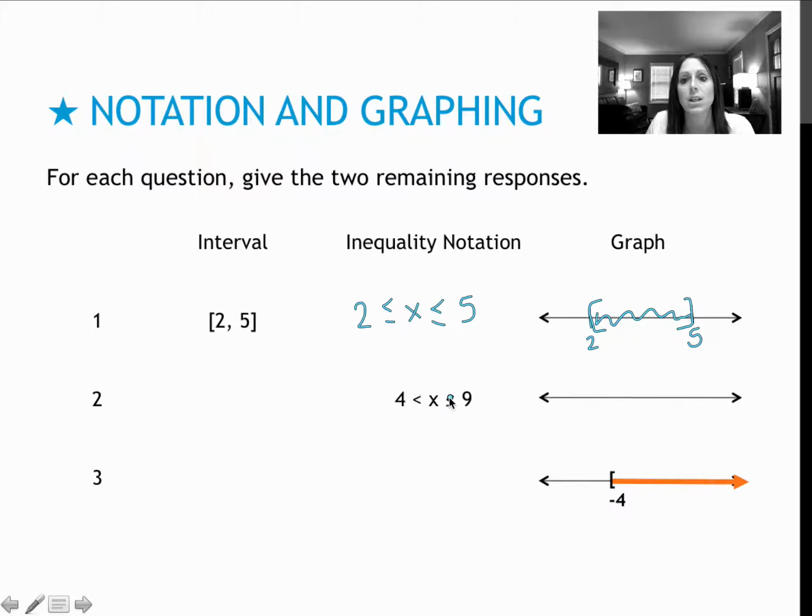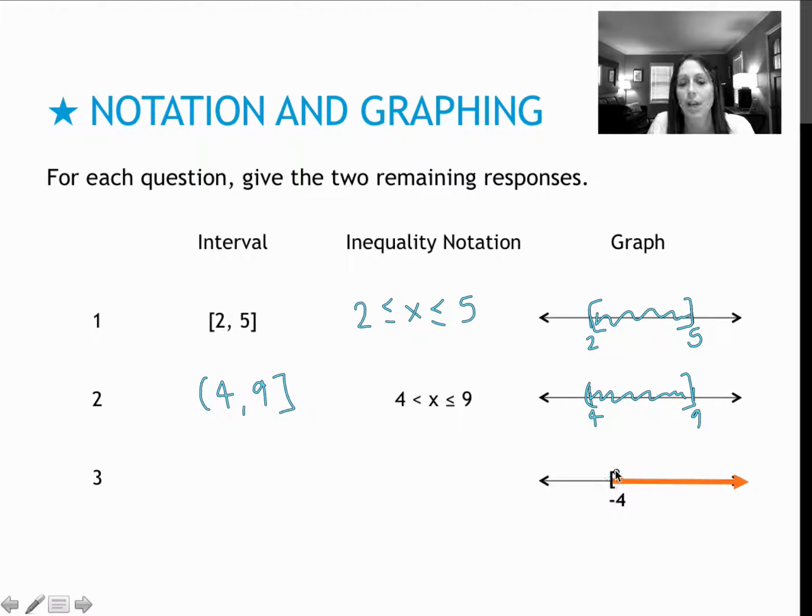Next one, I have 4 is less than x is less than or equal to 9. So on the interval notation, this side's open because there's no or equal to. This side is closed because there is an or equal to. Again, it's going to go from 4 to 9, open to closed, just like that.